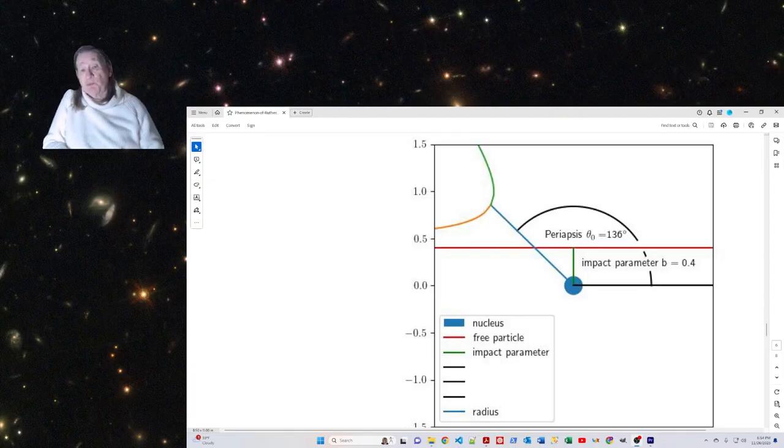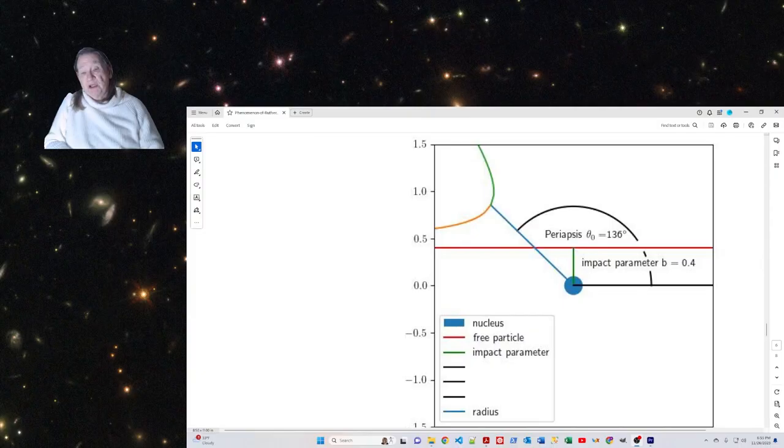Periapsis is the point of closest approach, and that's used in the calculus method of solving the problem. And the angle towards that point, which I've indicated in the figure, is the periapsis angle, or it's just called theta naught. That's the Greek letter theta with a 0 subscript. That's the angle from the beam direction to the force vector at periapsis, the vector from the nucleus to the alpha particle. And in the figure here, it's about 136 degrees.